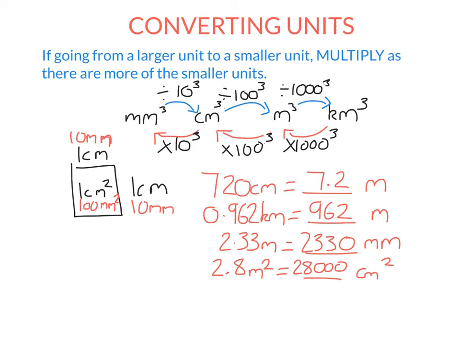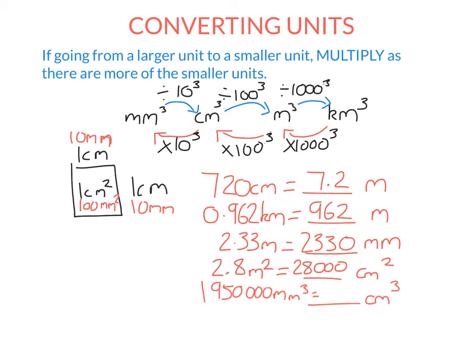So let's say, for example, I wanted to convert 1,950,000 millimeters cubed into centimeters cubed. So just as there were 10 millimeters in a centimeter, there were 10 squared or 100 square millimeters in a square centimeter, there are 10 cubed or 1,000 cubic millimeters in a cubic centimeter. So to go from millimeters cubed to centimeters cubed, I don't divide by 10, I divide by 10 cubed.